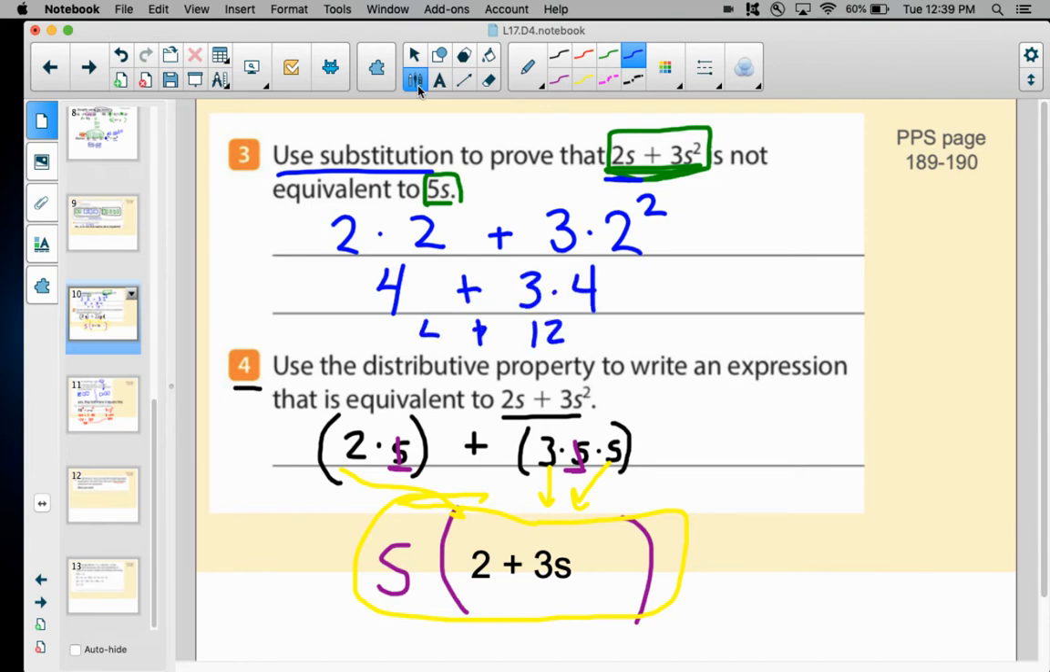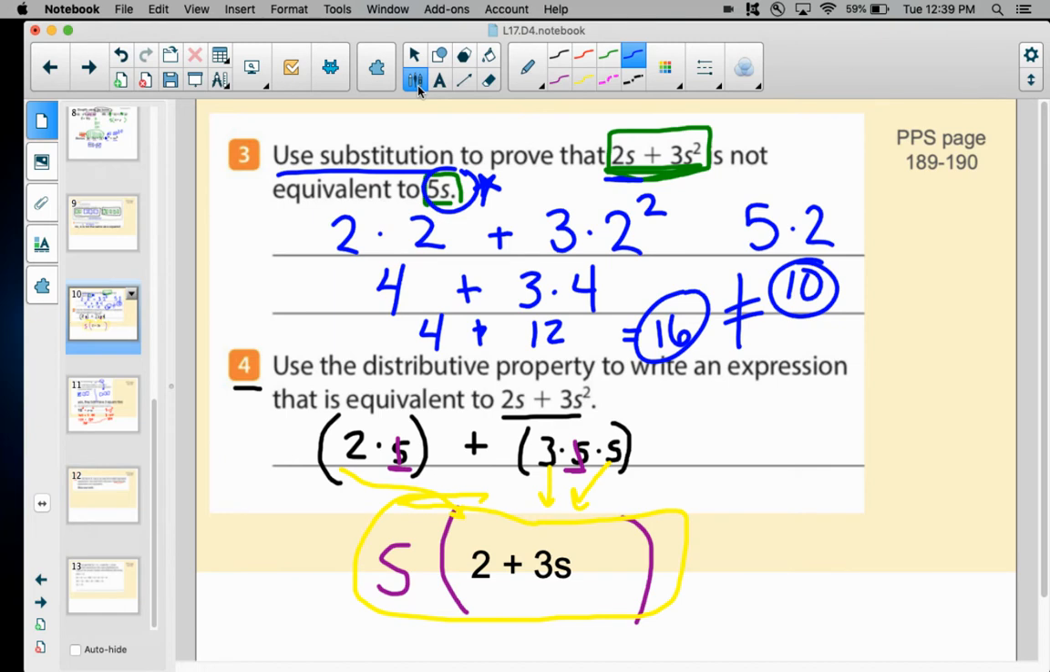And I know this might not have matched your number if you picked something other than 2, but I'm getting 16. And then I have to do the same thing. Don't forget about that 5s, or 5 times 2, which is 10. And 10 is not the same as 16. So that could have been one possibility. Again, you could have picked a different number to substitute in.